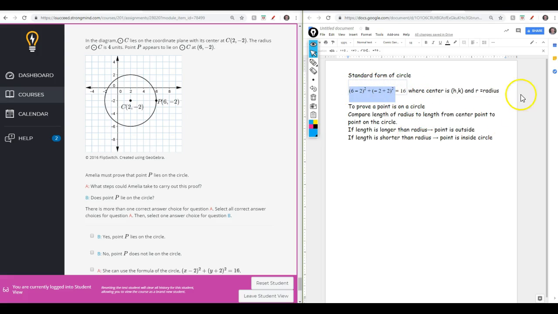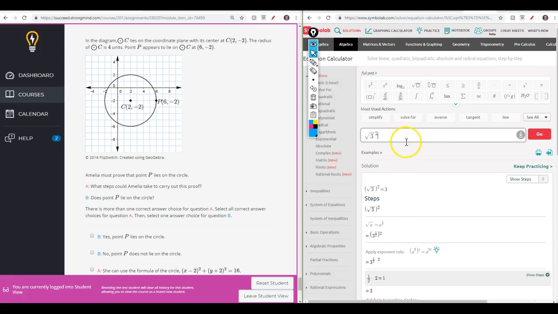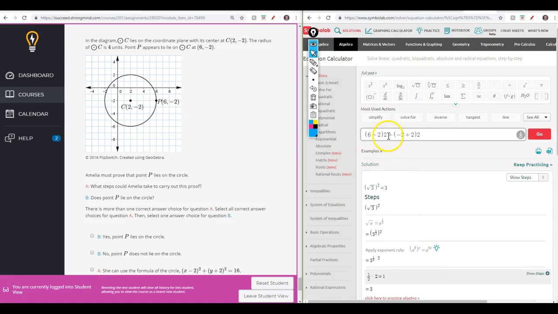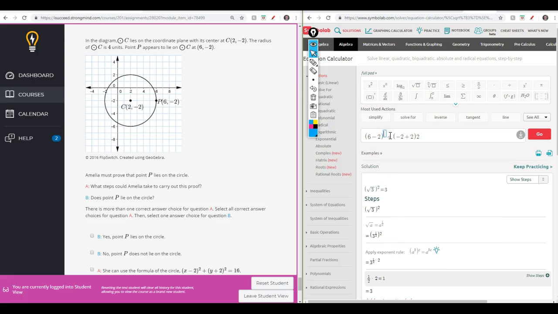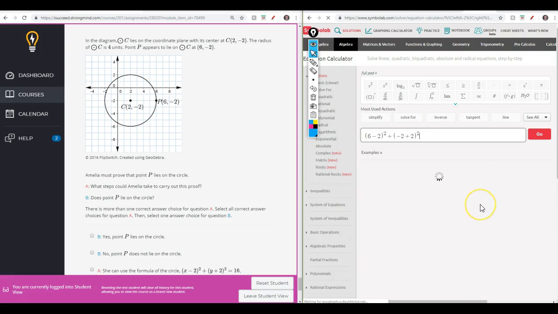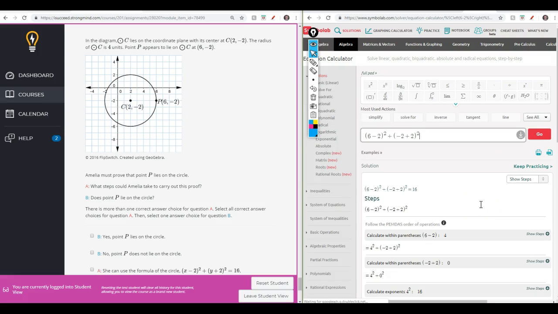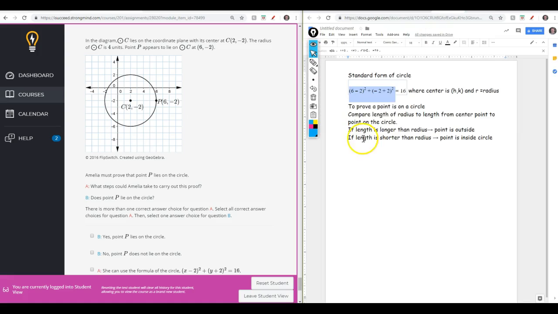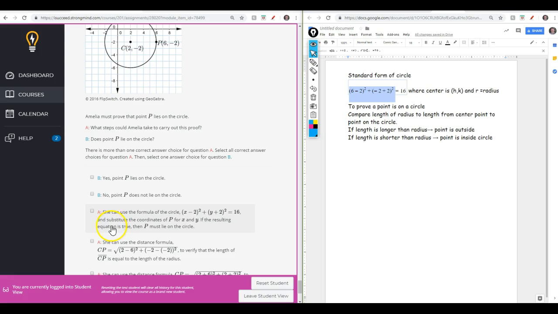So we can jump over to our calculator, and remember that those stay as squareds, because when I'm copying mine over, they do not. I can click go, and this will simplify it for me. It does come out to be 16. So 16 does equal 16, so yes, it will lie on the circle. So that's one way. They said that there was more than one correct answer choice for question A.